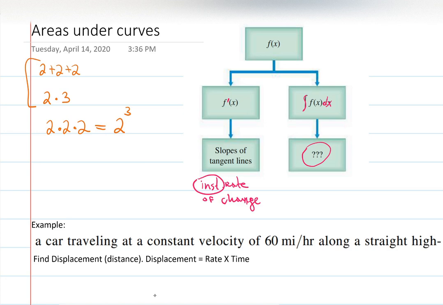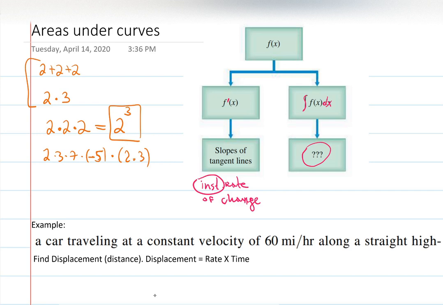So what happens if you have many, many products, but they're not the same? What if you have 2 times 3 times 7 times -5 and so on? Can you have a faster way to calculate all those products, or do you actually have to have a calculator and type in 2 times 3 times 7 times -5 times maybe 2.3? That's very not convenient. It would be convenient to have some kind of shortcut. And the shortcut is called integration.